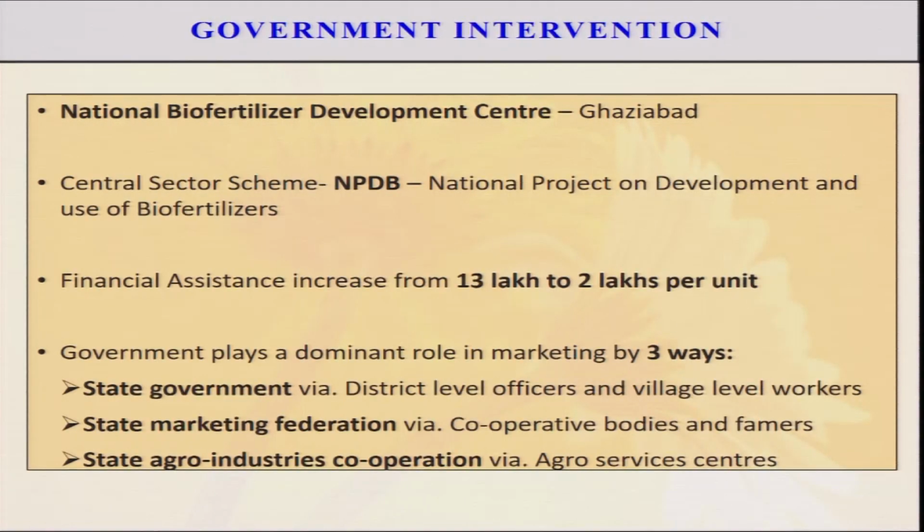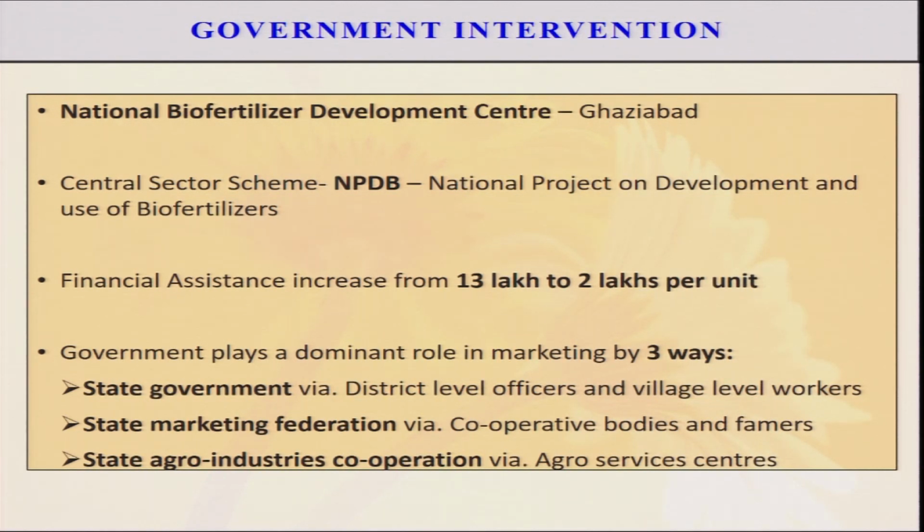There is different type of government intervention also. We have a National Bio-fertilizer Development Center. We have a central sector scheme, the National Project on Development of Bio-fertilizer. We have different ICAR institutions all over India, the network project on organic farming, which are promoting the growth and culture, and also different state laboratories and state agriculture universities are working on this.